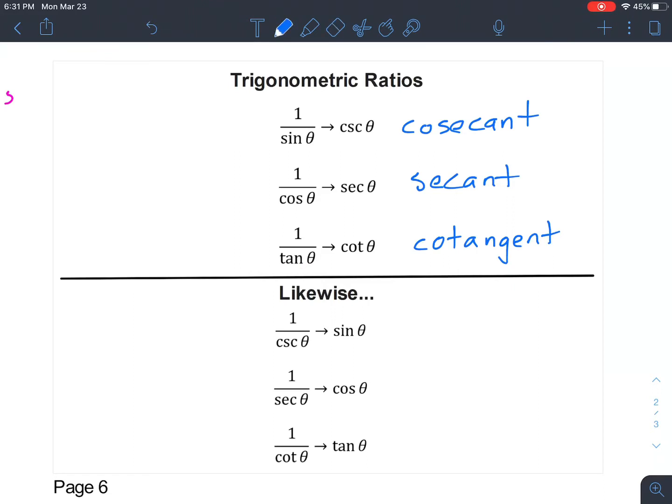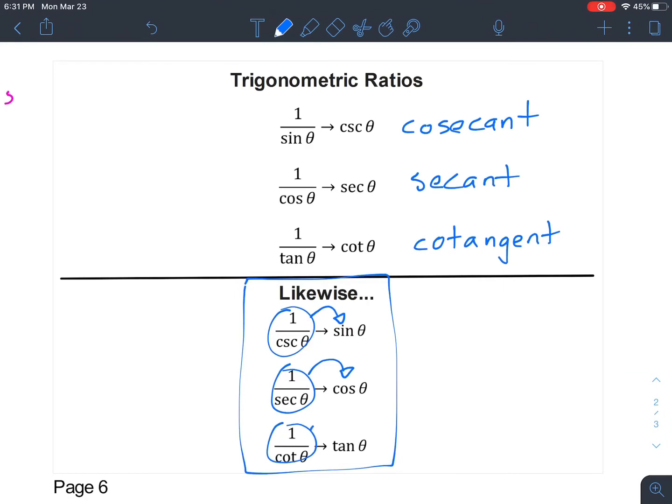And we can also work backwards from those as well. So down here, you'll see as well, 1 over cosecant takes us back to sine. 1 over secant is going to be cosine, and 1 over cotangent is going to be tangent.